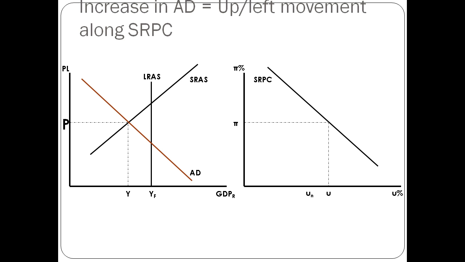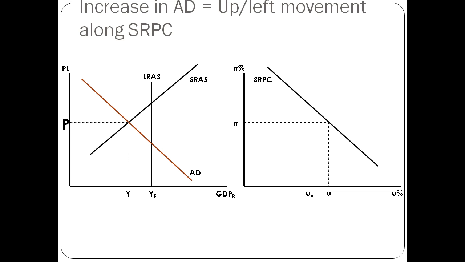So what we have here is an ADAS graph in a recessionary gap. So we're at price level P, output Y. We connect that over to the short-run Phillips curve. We are at an inflation rate level pi, and an unemployment rate U. Because we are not at full employment at this point, our level of unemployment is just U. If we are at full employment, we're actually going to be at the natural rate of unemployment, because full employment is associated with the natural rate of unemployment, or UN.